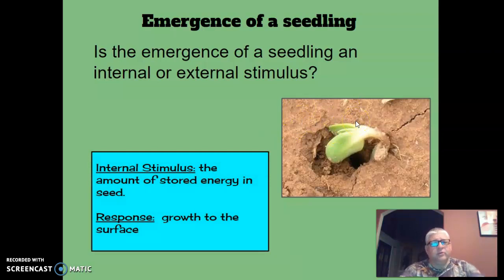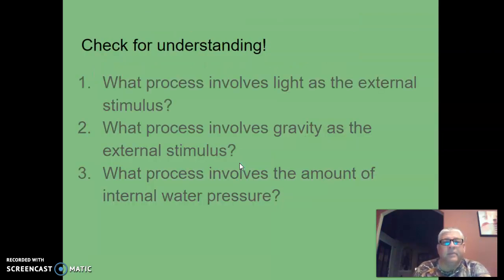Okay, so that's an internal stimulus. The amount of stored energy in the seed is the stimulus, and the response is the growth that takes place, the force that's used to push up out of the ground. And it looks like that ground's kind of cracking there, so it's kind of dry, and it's pushing out of that ground. And if it can't use enough force to push out of the ground, then it won't make it, and it'll end up dying. So anyway, there's some questions that you can answer.